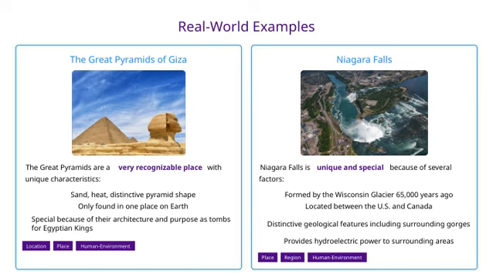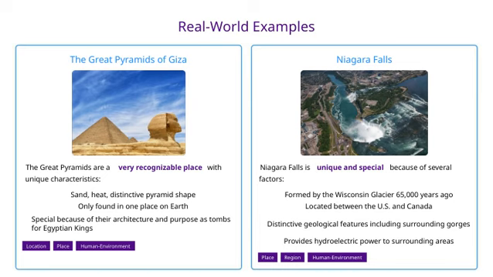They're not just architectural marvels. They also served a specific purpose as tombs for Egyptian kings, highlighting their cultural and historical significance. When thinking about location, the pyramids are tied to Egypt's geography, and their placement reflects the importance of the region in ancient times. Next, let's consider Niagara Falls.